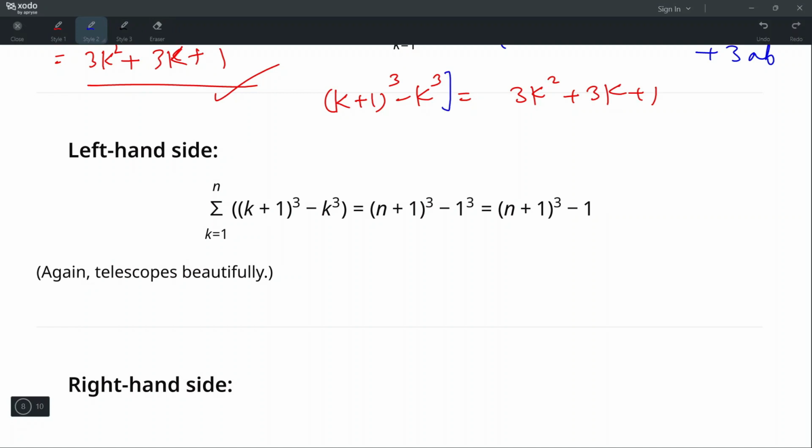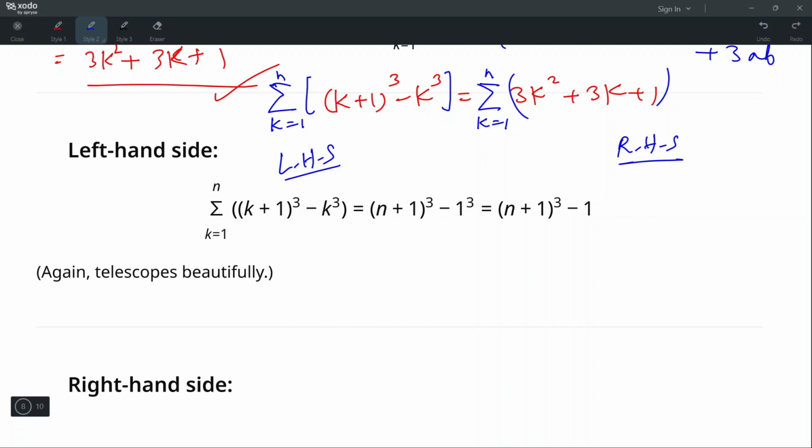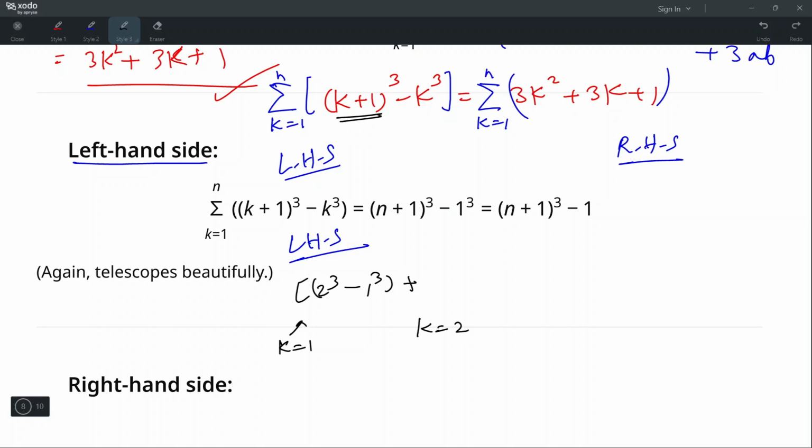Next up, we sum from k equals 1 to n on both sides. So this is our left hand side and this is our right hand side. Initially we will deal with the left hand side and then proceed on to the right hand side. For the left hand side, putting k equal to 1 gives 1 plus 1 cubed, so that becomes 2 cubed minus 1 cubed. If you put k equal to 2, this becomes 3 cubed minus 2 cubed. As you put k equal to 3, this becomes 4 cubed minus 3 cubed, and on.